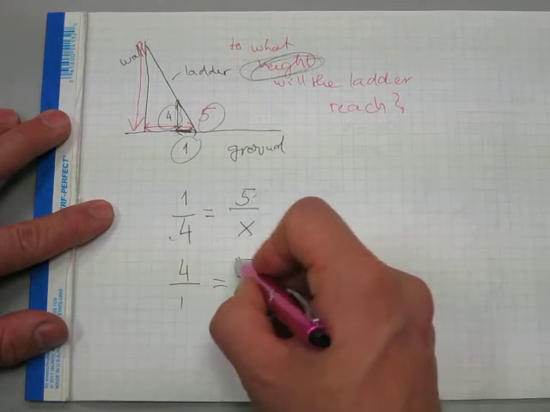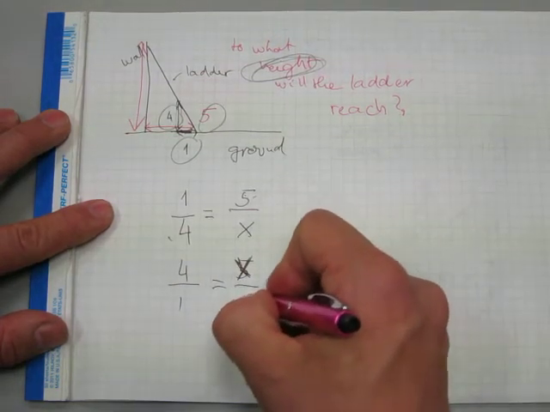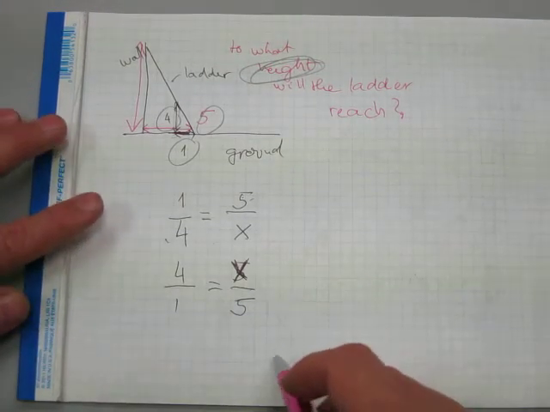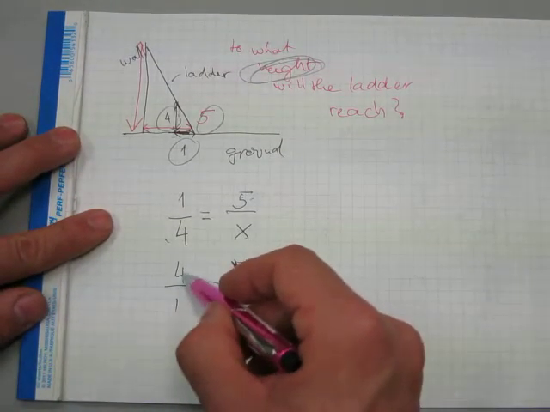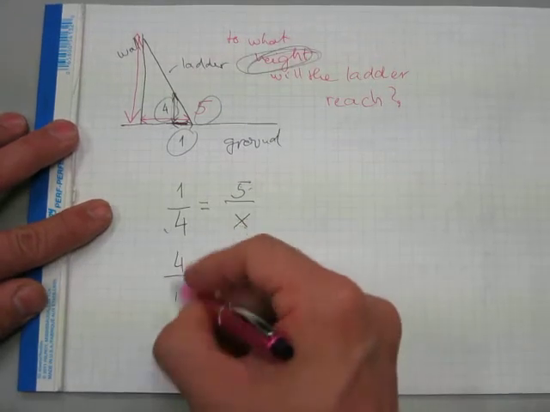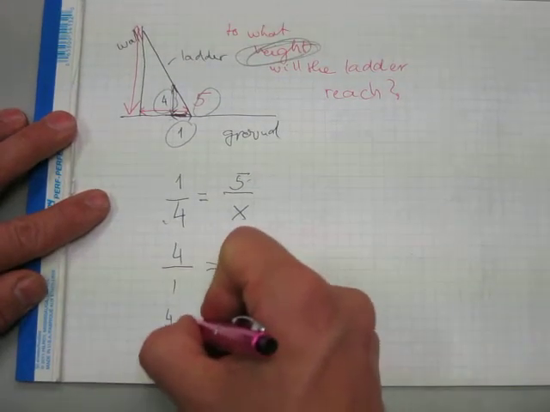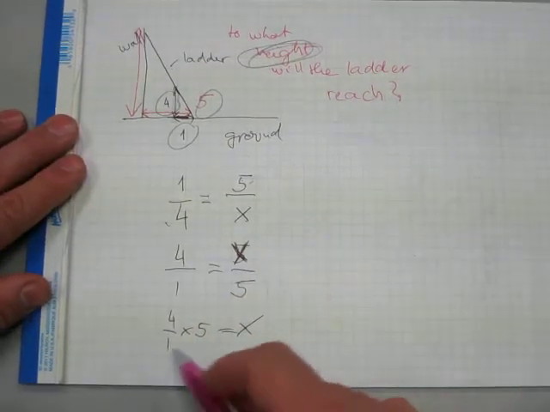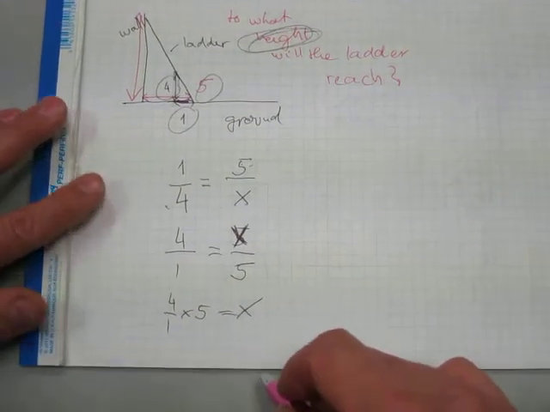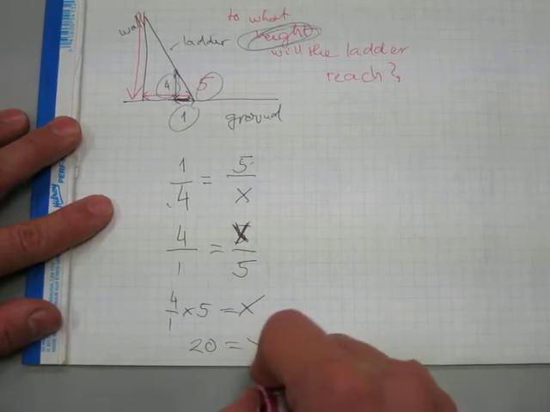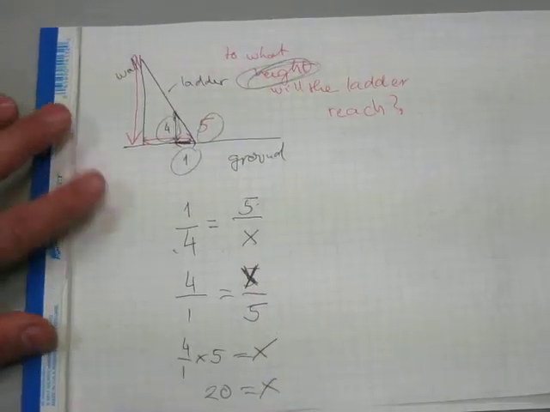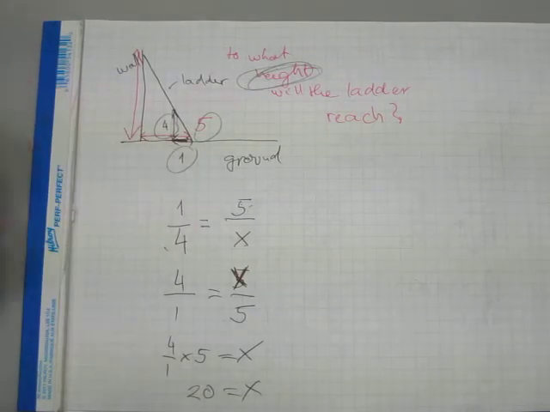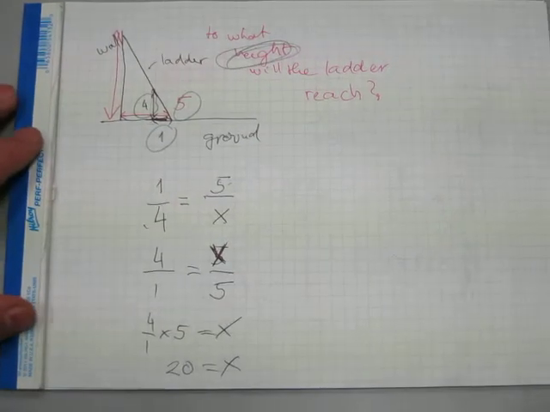Oh, sorry, my bad. So I said flip it like standard procedure, and now we can figure it out fairly easily. 4 divided by 1 gets multiplied by 5 to figure out x. 4 by 1 is 4. 4 times 5 is 20. 20 equals x. The height of the ladder that it reaches is 20 feet when the base of the ladder is pulled 5 feet away from the corner.